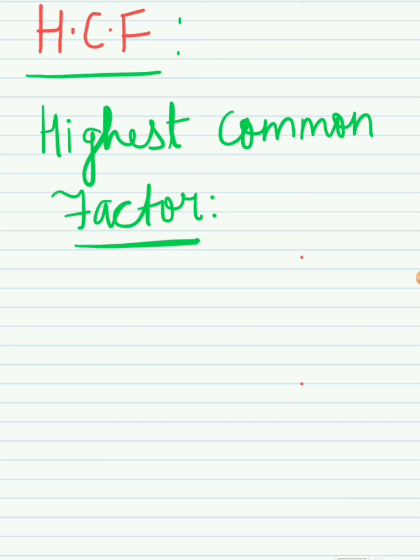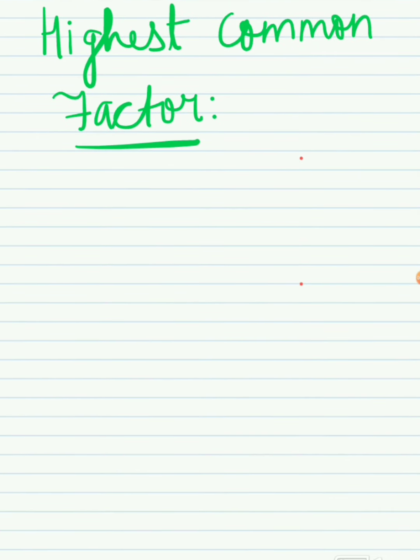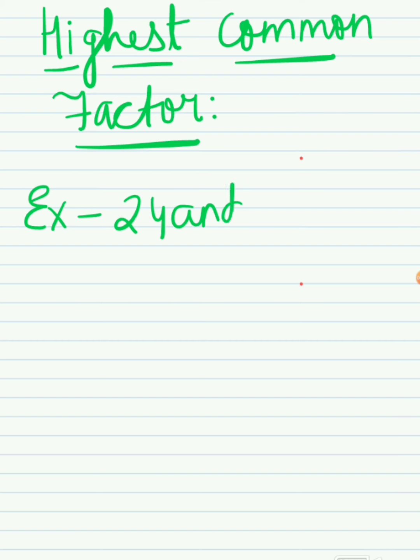You know what a factor is? In the previous video I have explained the highest common factor. Let's take an example, with the help of which you will understand. I am taking 24 and 40. We have to find the common factors and after that the HCF. How? Let's start the solution. First of all, we have to write down all the factors of 24.